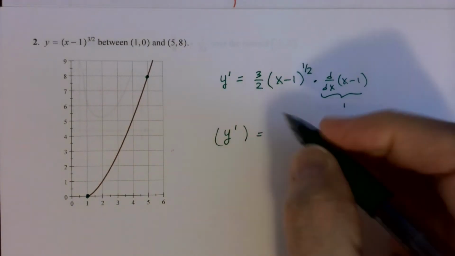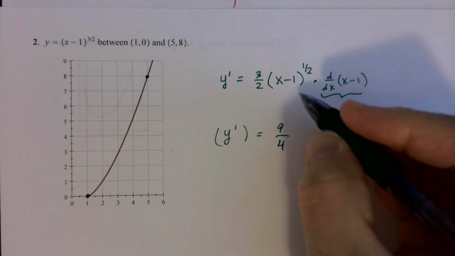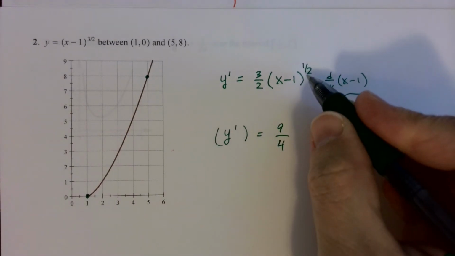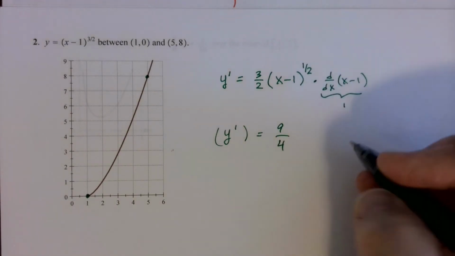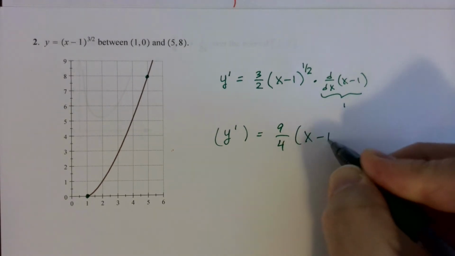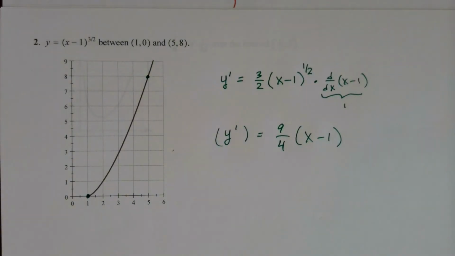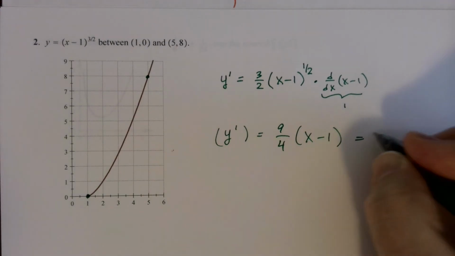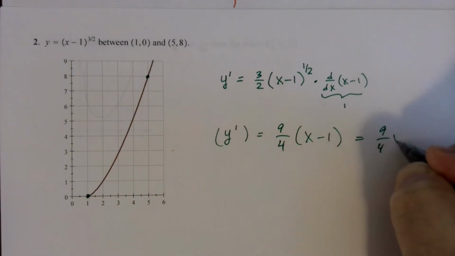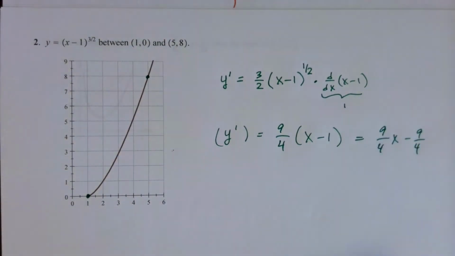Okay. So I'm now going to square y prime. If I square 3/2, I get 9/4. If I square (x minus 1) to the 1/2, I multiply exponents. A half times 2 is 1. I just get x minus 1. Now I'm going to go ahead and write this out, distributing that 9/4 as 9/4 x minus 9/4.